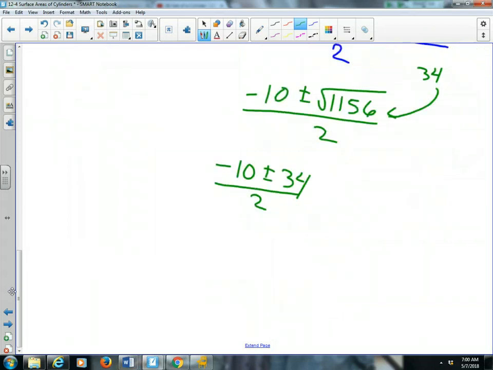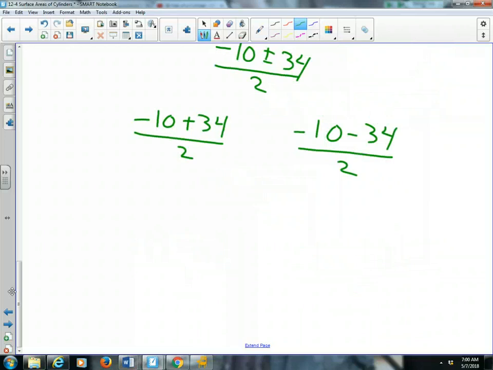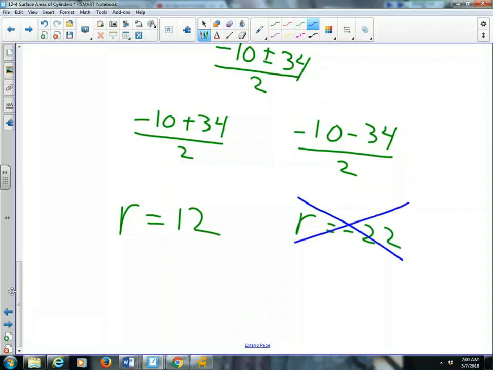So we're going to get two different answers for our radius: negative 10 plus 34 divided by 2, and negative 10 minus 34 divided by 2. Negative 10 plus 34 is 24 divided by 2, so our radius equals 12. Negative 10 minus 34 is negative 44 divided by 2, so our radius equals negative 22. Does it make sense for our radius to equal a negative distance? The answer is no. This one doesn't make sense. We call that an extraneous solution.